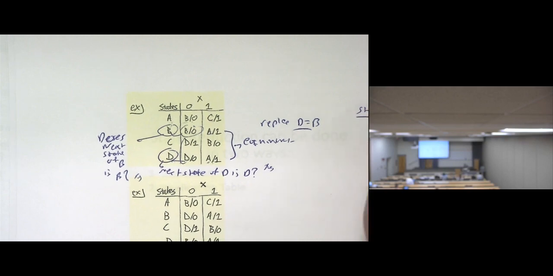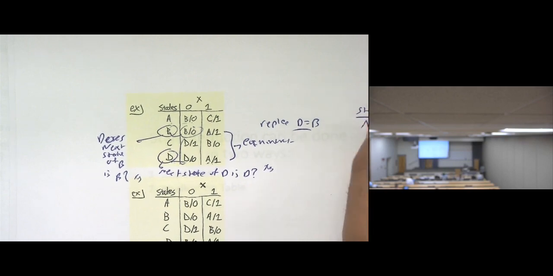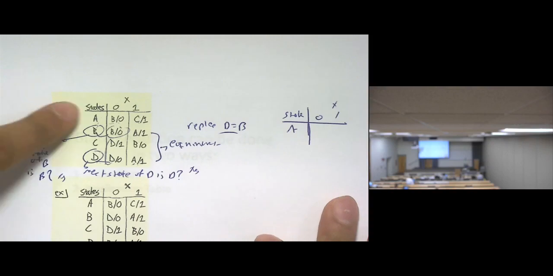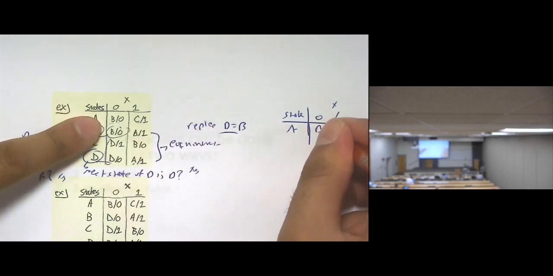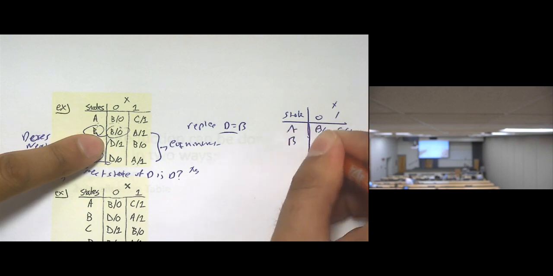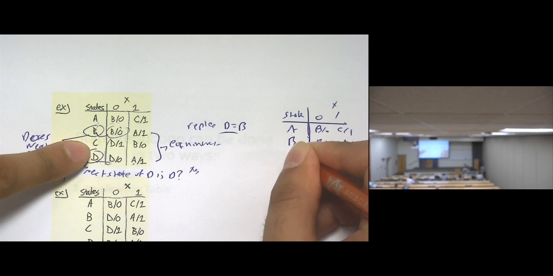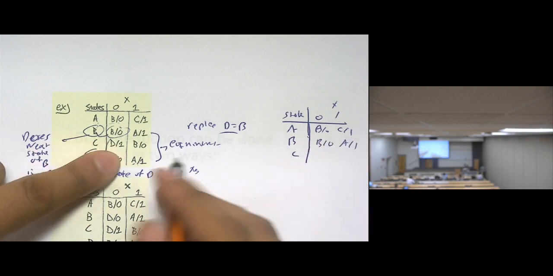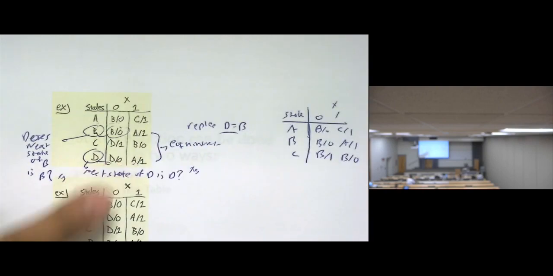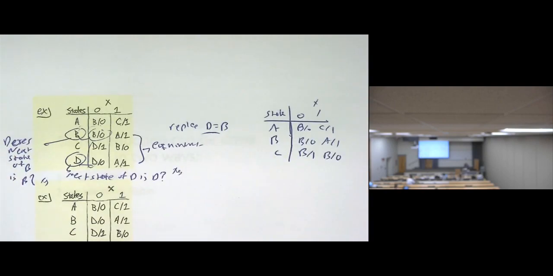So let me redraw the state diagram. This one is written in Mealy model. So here is state A. Then I'm going to write here B over 0, C over 1. Here is state B, B over 0, A over 1. Then state C. We no longer have D. Replace every D by B. So it will be B over 1, then B over 0. Then D has been removed. That's it. Okay? Any questions?